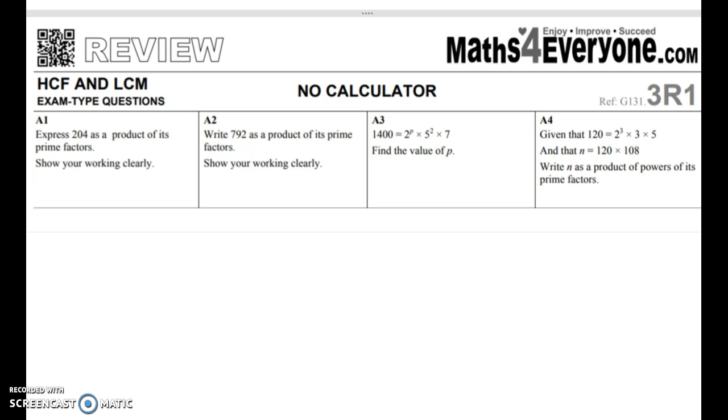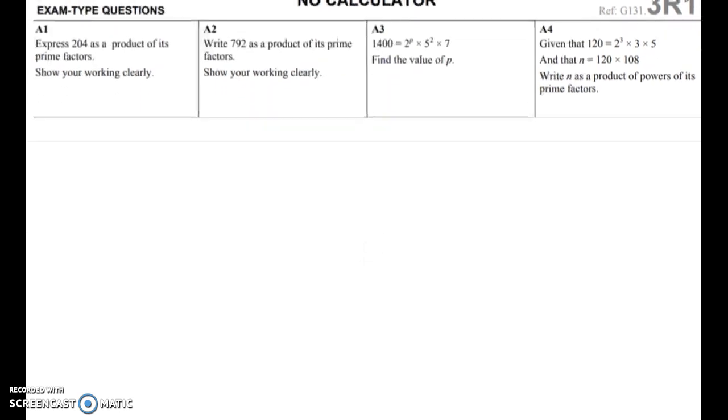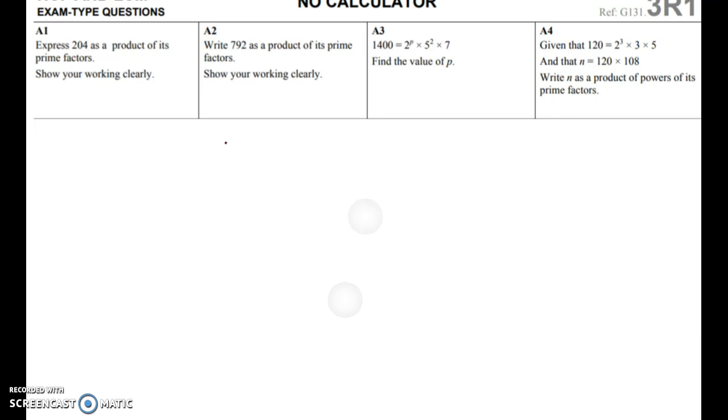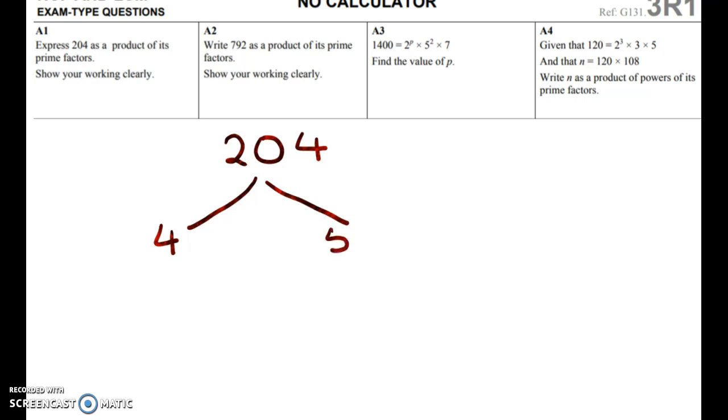So the first one, A1, wants us to express 204 as the product of its prime factors. There are different ways to do this, but my favourite is to do a factor tree like this. So here's 204, and we can just pick any 2 factors. It doesn't matter where you start. I'm going to start with 4 times 51, which makes 204.